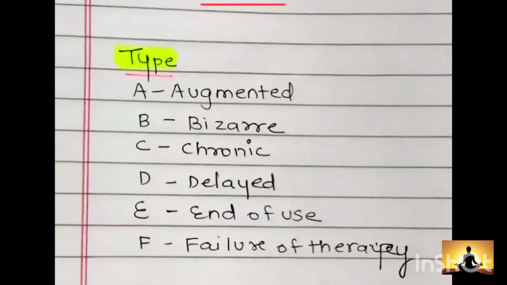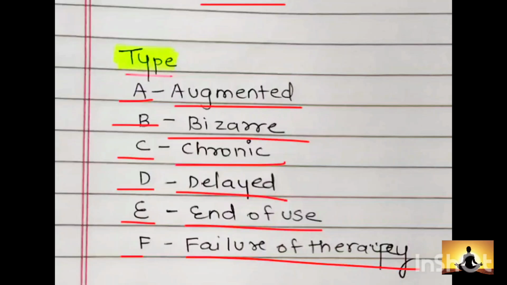So there are 6 types: type A, type B, type C, type D, type E and type F. A means augmented, B is bizarre, C is chronic, D is delayed, E is end of use and F is failure of therapy or failure of drug therapy.